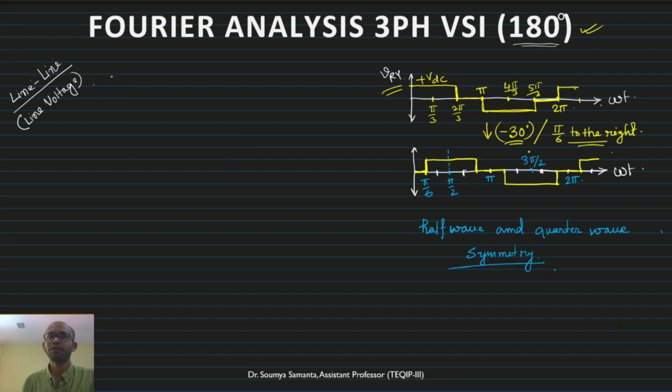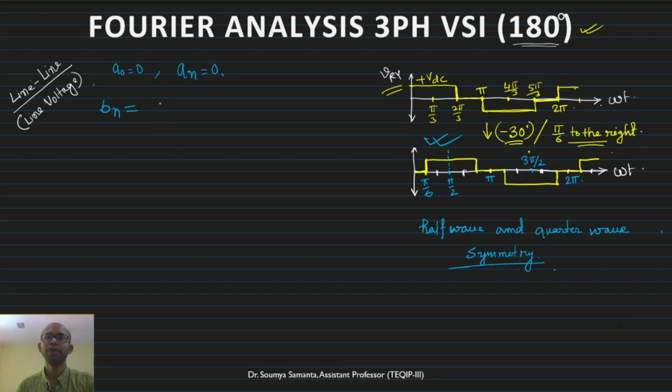If I have to find the expression, first of all we find that an equals 0, that is, a naught equals 0, and obviously an will be equal to 0. We will find bn only. So how to find the bn of this waveform? First we shift this one to get the symmetry. Once we have the symmetry, we find the expression for the shifted wave. Then again we shift left to get the original waveform. That is what we will do. Just see what I do.